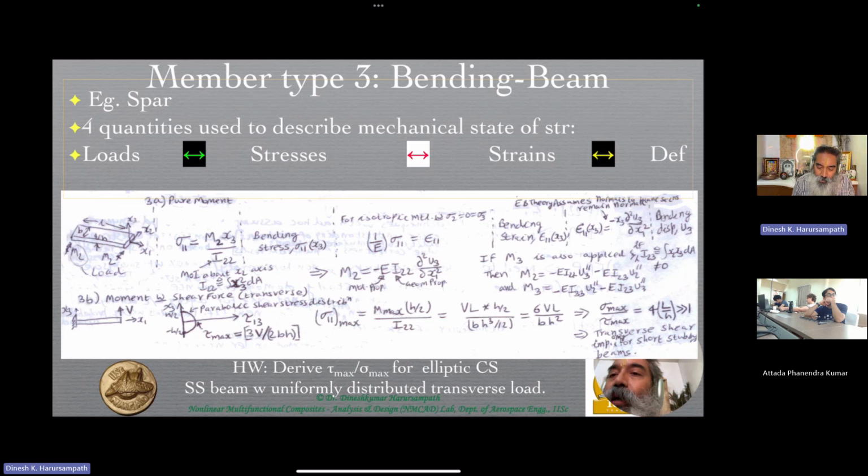But in order to avoid complicating things, we are taking a pure bending example. So we have identified, first of all, the moment, which is M2, because it's acting parallel to the x2 axis. We have identified the stress, which is sigma 11, because it's on the one face in the one direction, partly tension, partly compression. Therefore, it's a function of x3.